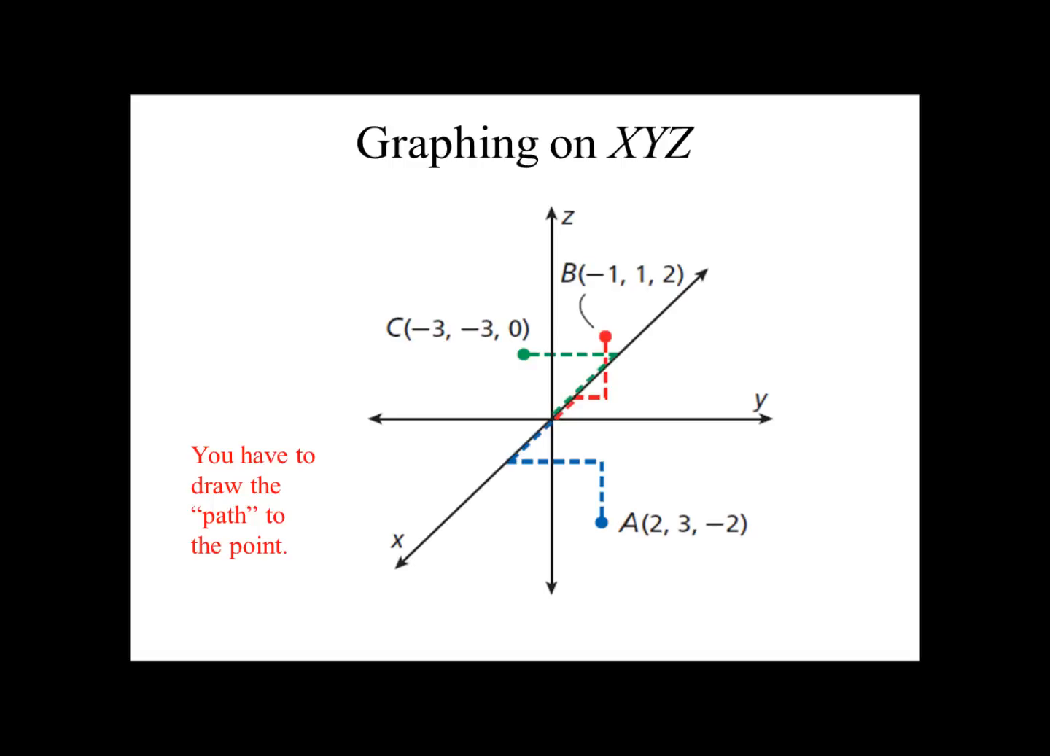Now for point C, we move back 3, left 3, and then with a z coordinate of 0, we don't move up or down, we just mark the point. Now remember, you have to draw the path. Don't just plot the point. Draw the path that gets from the origin to the point.